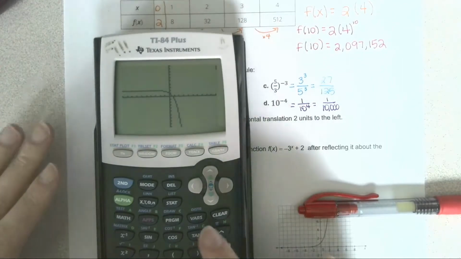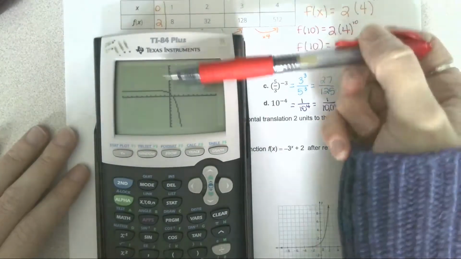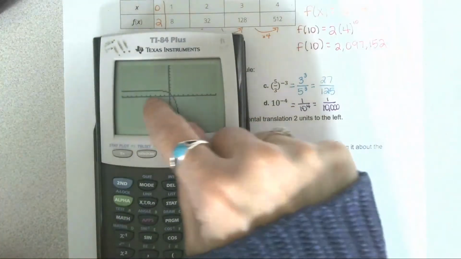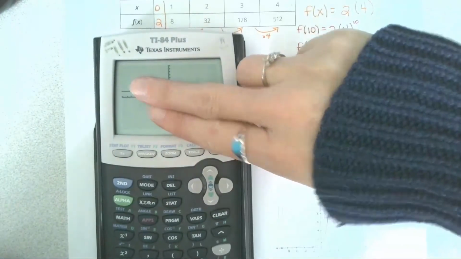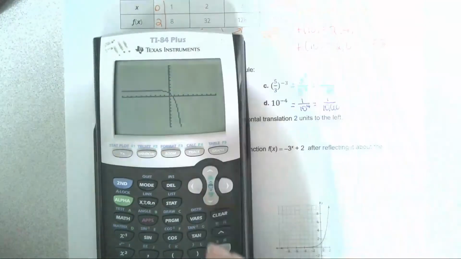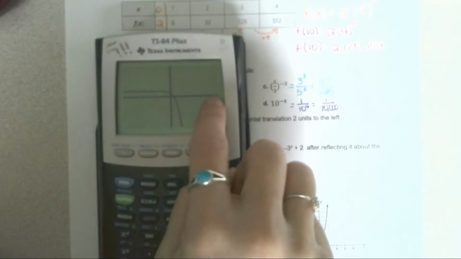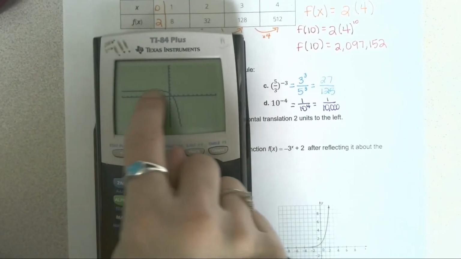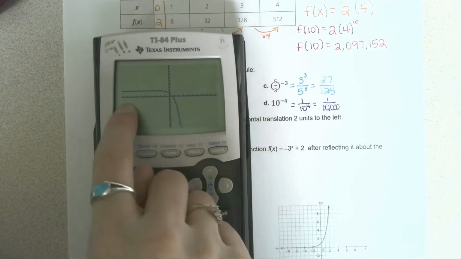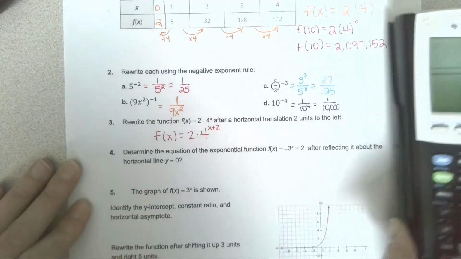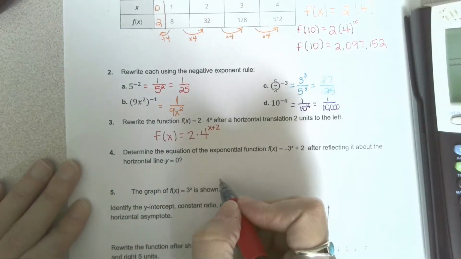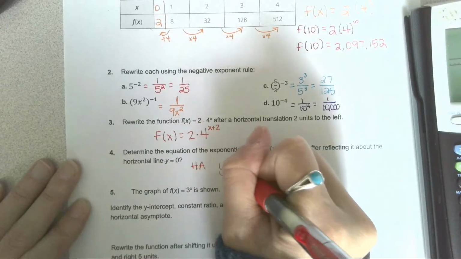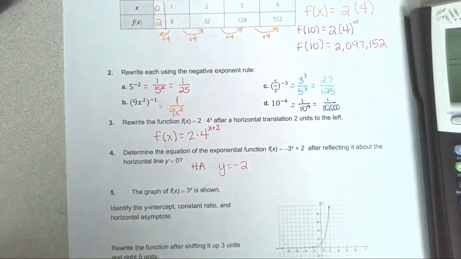So this is what this equation looks like, and you can see that the horizontal asymptote is here at positive 2. Now we are going to reflect it over the x-axis here, which is going to take this and flip it upside down. So when that happens, because we're reflecting over the x-axis, the line y equals 0, that horizontal asymptote is going to go from up here to down here. So our horizontal asymptote started at positive 2, but our new HA, for horizontal asymptote, is at negative 2 after that reflection.